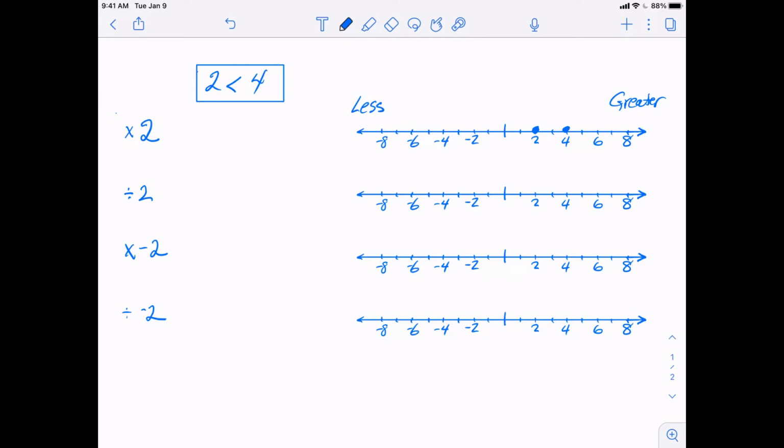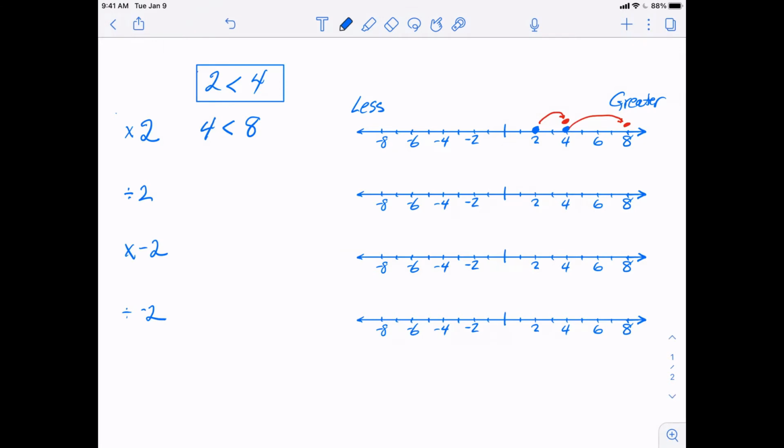So first, if we multiply this inequality by 2, we get 4 on the left, 8 on the right, and we can see that the inequality should still go that way. 4 is less than 8. And on the number line, 2 and 4 would become 4 and 8. So 2 becomes 4, 4 becomes 8. And you notice that 4 is still to the left of 8, just as 2 was to the left of 4.